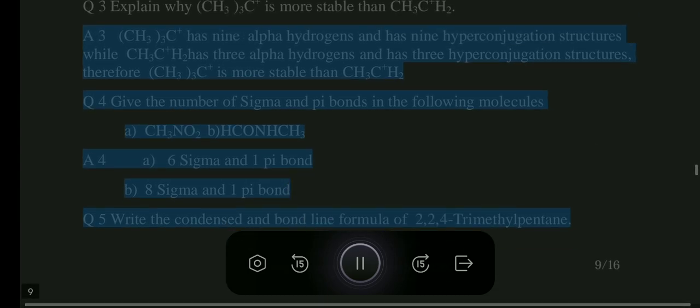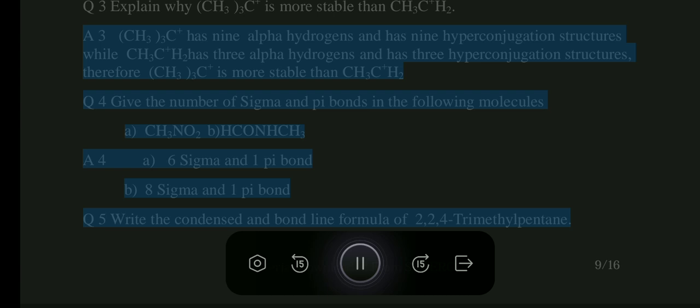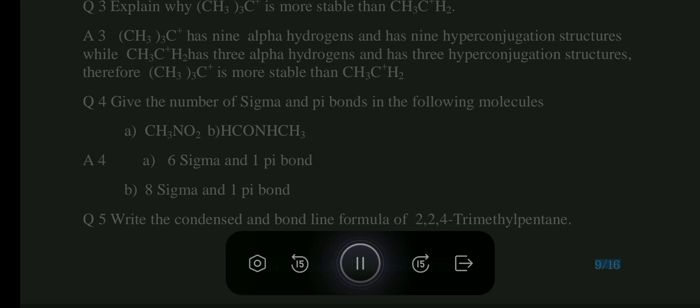Q4. Give the number of sigma and pi bonds in the following molecules: A. CH3NO2, B. CH2=CH-CH=CH2. A4. A. 6 sigma and 1 pi bond. B. 8 sigma and 1 pi bond. Q5. Write the condensed and bond line formula of 2,2,4-trimethylpentane.